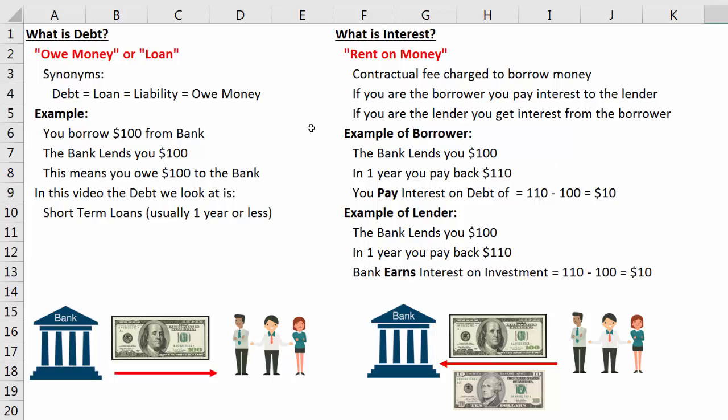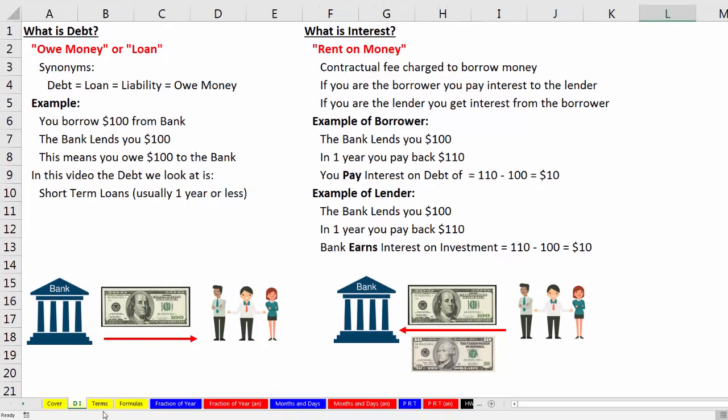Now, from 2 points of view, the borrower, well, the bank lends you $100, and 1 year later you pay back $110. But you pay interest on the debt of $10 in this example. The lender, same two things. The bank lends you $100. 1 year later you pay back $110. But the bank earns interest on investment of $10. The calculations we make can be either side. You could be making these calculations as the borrower or as the lender.